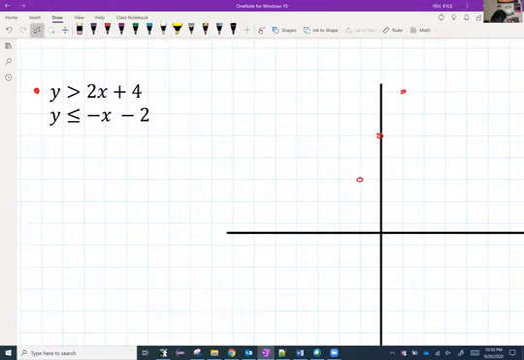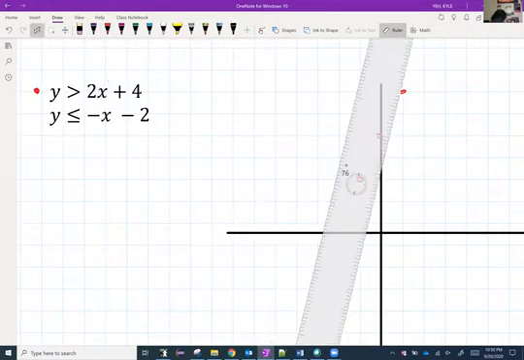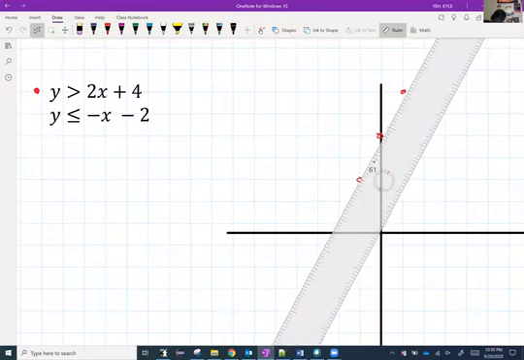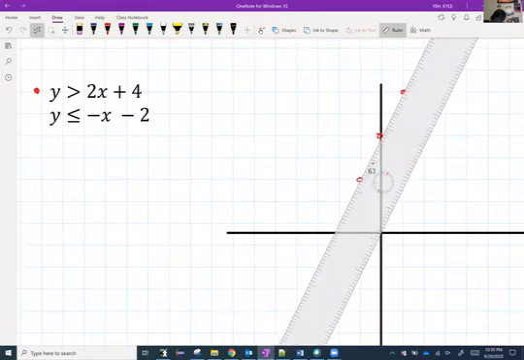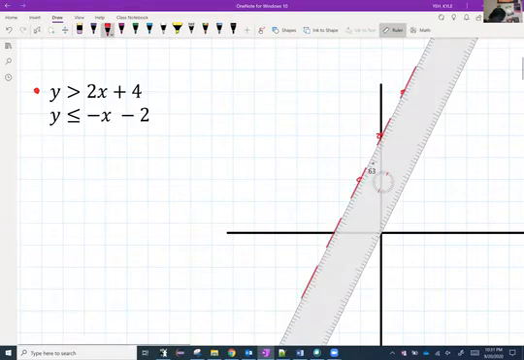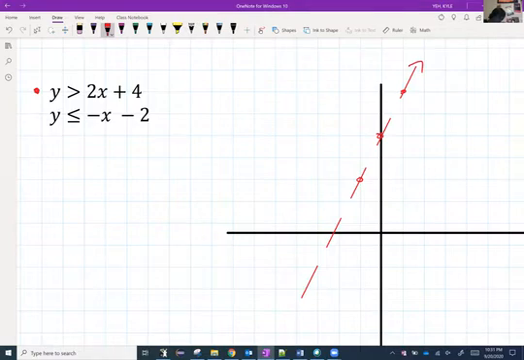Grab my ruler. Now, if you remember from section 2.7, we do have to ask ourselves, should this be a solid or a dashed line? Because it is just greater than and not greater than or equal to, I'm going to make this a dashed line. So really clearly a dashed line.